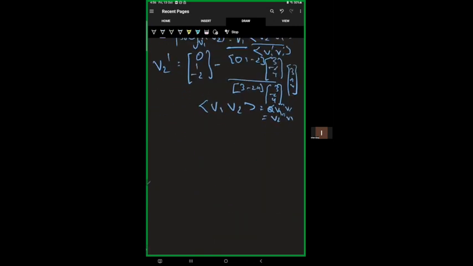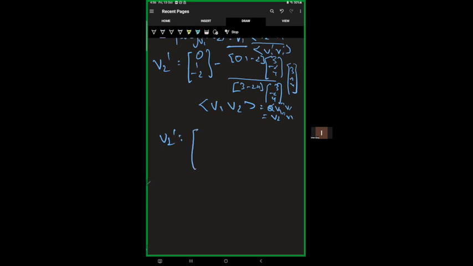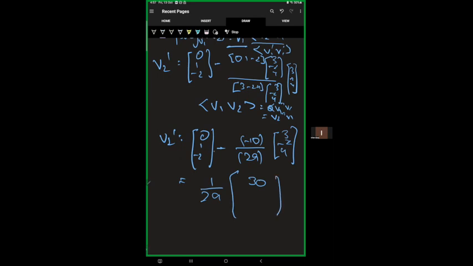Now, further from here we get v2 dash is equal to 0, 1, -2, minus, on the top we get -10, and on the bottom we get 29, times 3, -2, 4. Subtracting these components, we get 0 plus 10 by 29 into 3, that is effectively 30 by 29. In the second component, we get 1 plus 1 minus 20 by 29, which is equivalent to 9 by 29. And we get -2 plus 40 by 29, which is equivalent to -18 by 29.